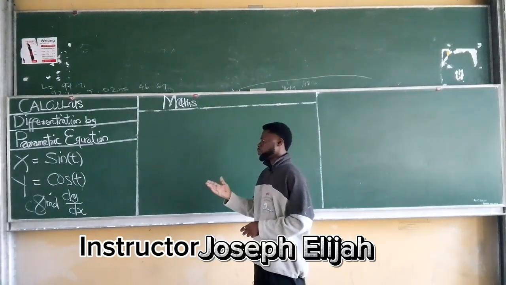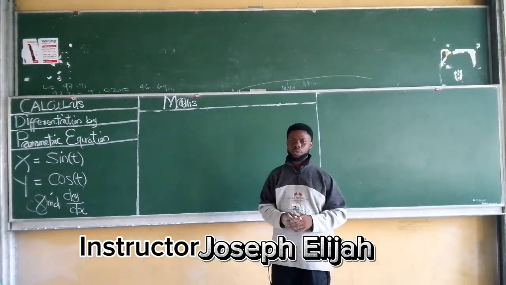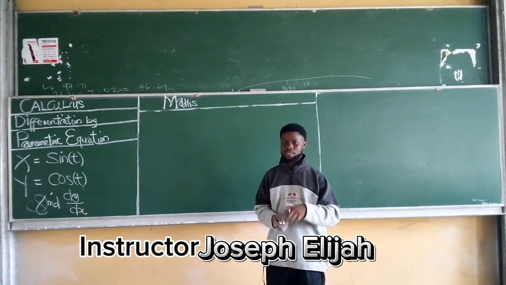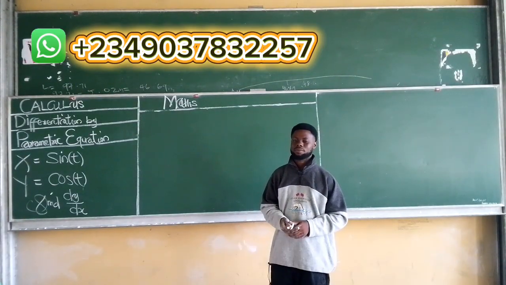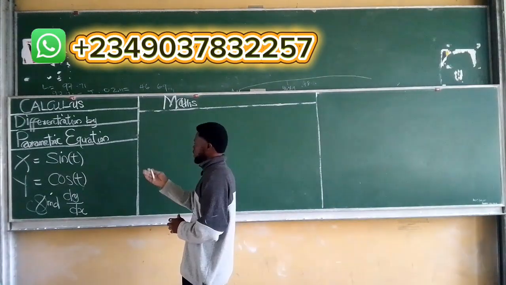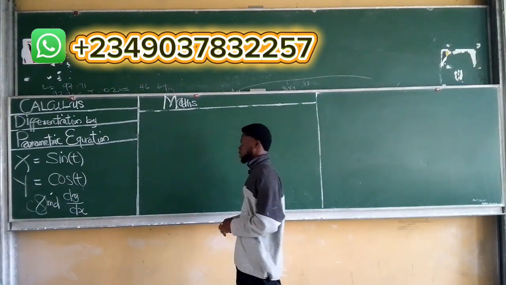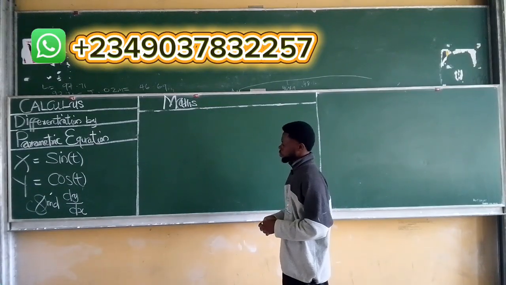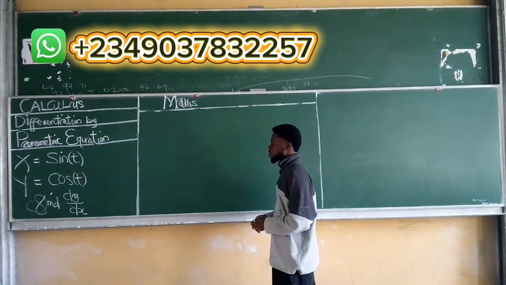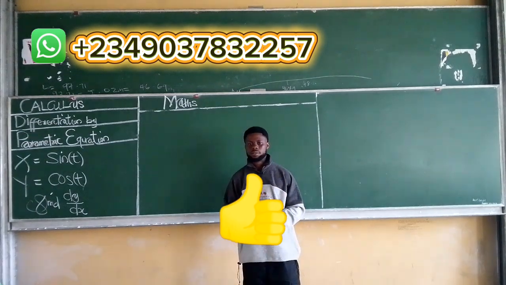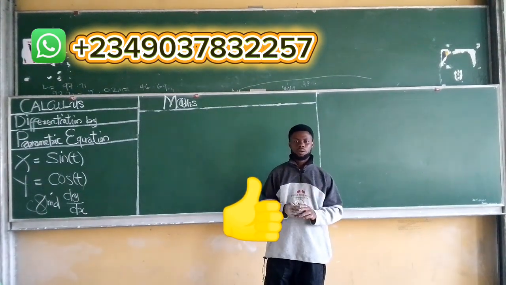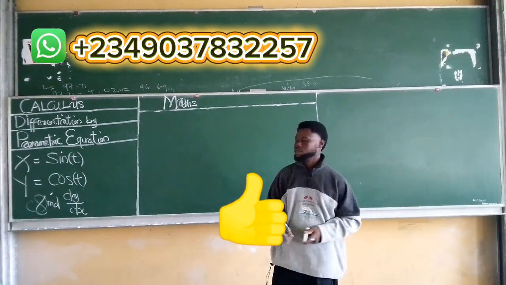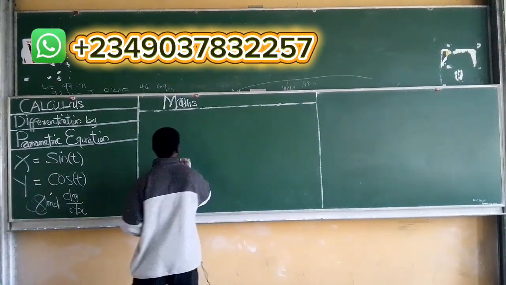Consider example 3 on the board, before I leave you with one of the most difficult questions under this beginner's standard. Example 3: x is equal to sine t and y is equal to cos t. Find dy over dx. In this video, I'm not going to shout much, so let's go straight to the answer. Okay, solution.